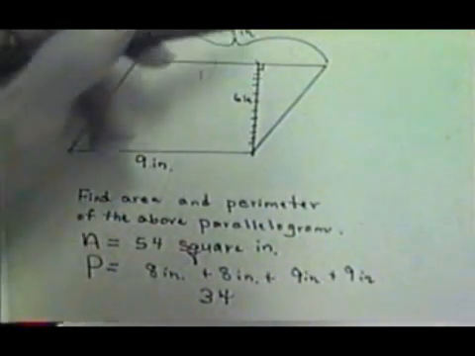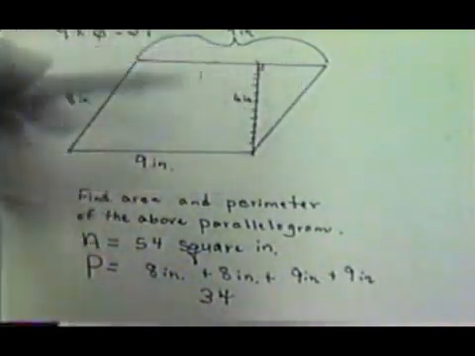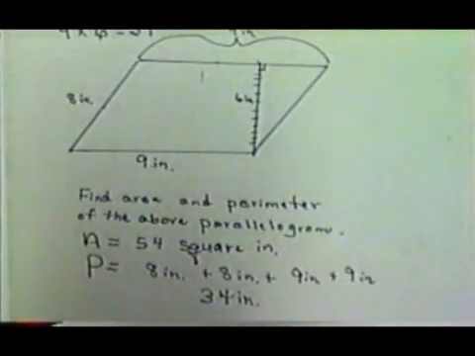And since you're just wanting to know how far it is around the outside of the figure, when you're dealing with perimeter, your unit of measurement is just inches, not square inches. So with the perimeter, I'd have 34 inches. With the area, I'd have 54 square inches. So you need to remember to put the square on your area measurement, and just put your single unit on your perimeter measurement.